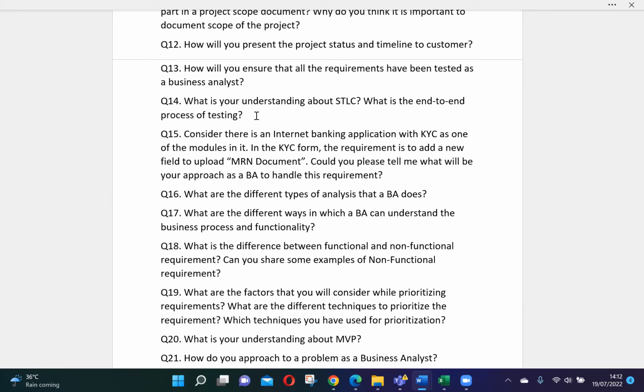In the software testing life cycle, there are 6 phases. What are those 6 phases? First phase is requirement analysis. Second is test planning. Third is test case development. Fourth is test environment setup. Fifth is test execution, and the last one is test closure.